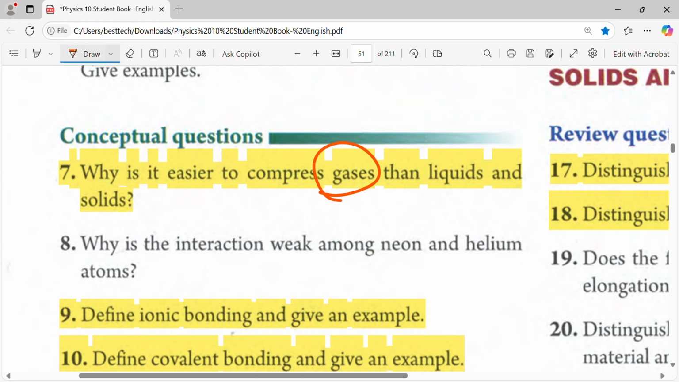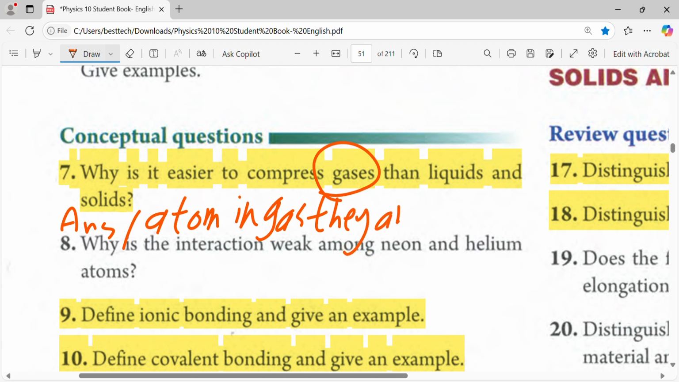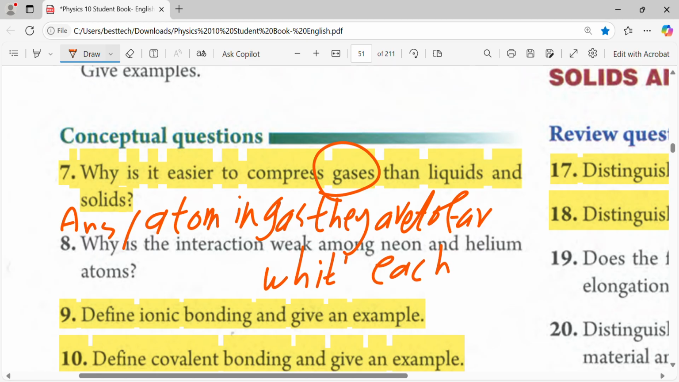So the answer: because atoms in gas are too far from each other, because of the distance.